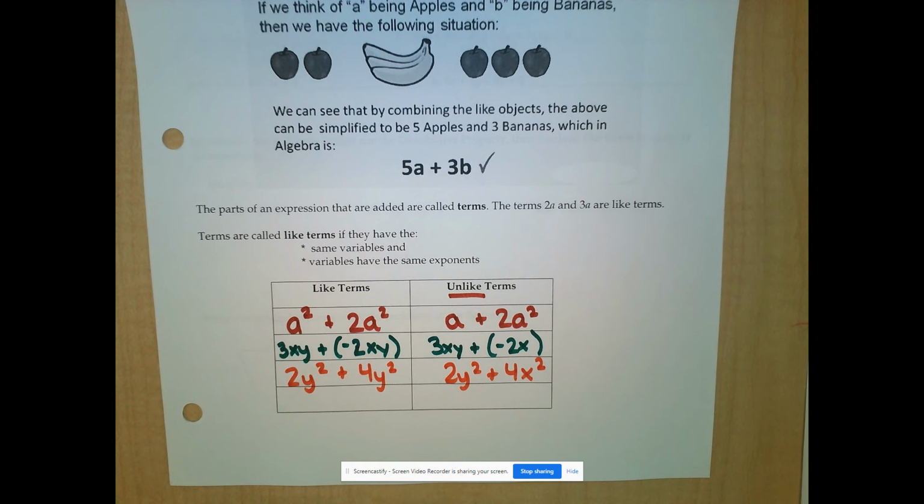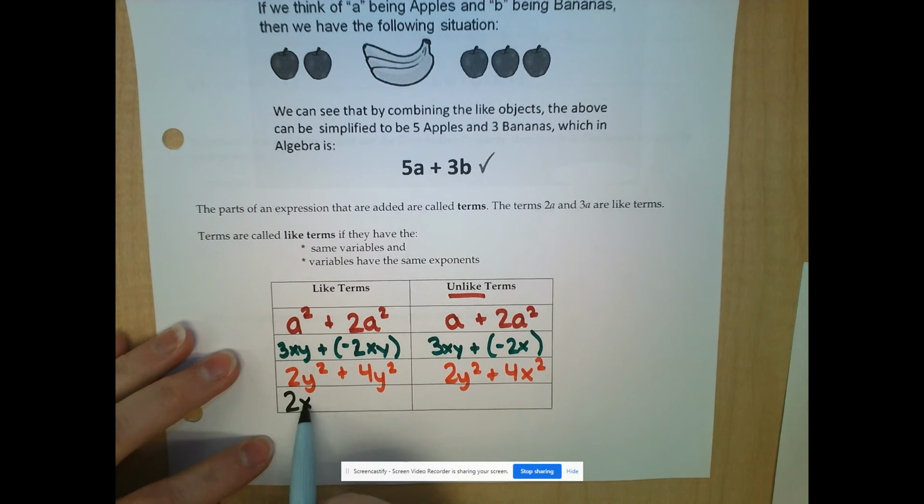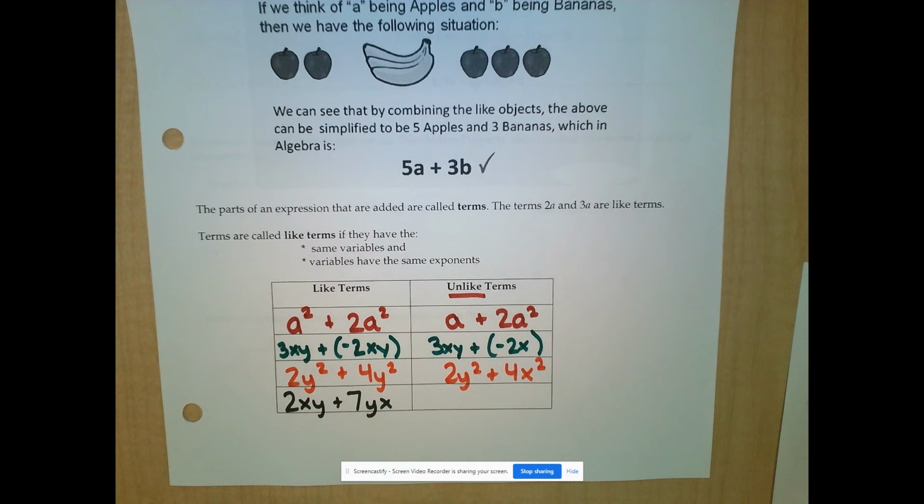Last but not least, if I do a little bit of mixing and matching, if you have 2xy plus 7yx, that's actually the same thing, xy and yx, because with multiplication, we've got the commutative property, and we can switch the order. It still comes out to be worth the same.